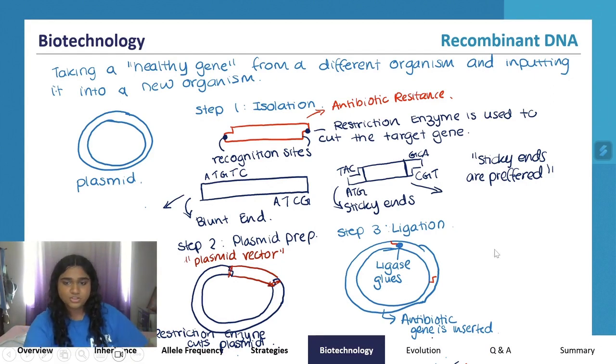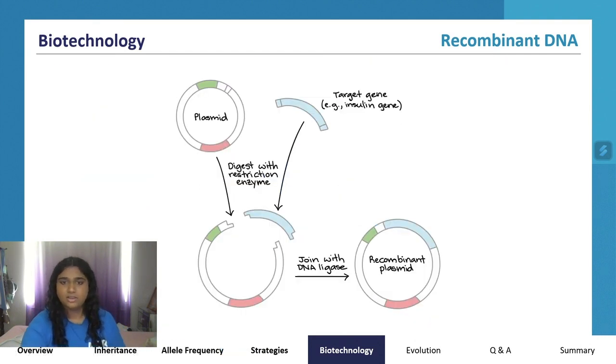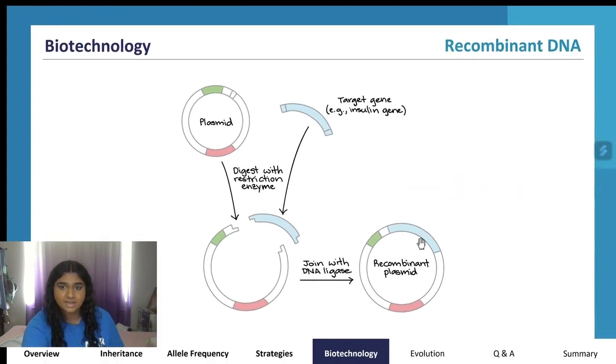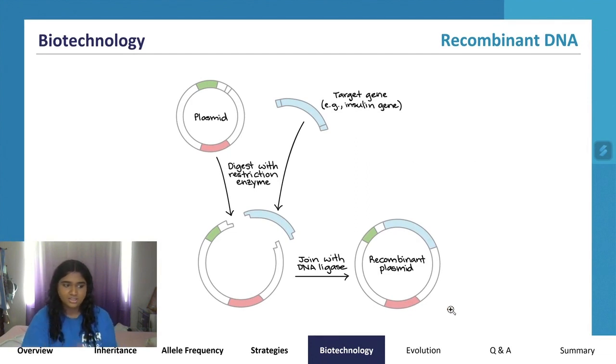So now that the plasmid vector has fully been prepared, we need to test whether the target gene has been successfully inserted or not. Just as a little recap, the target gene is cut from the host DNA or the foreign DNA. The same restriction enzyme is used to cut the plasmid vector, and it's combined with the plasmid. Once the DNA ligase comes in and everything's glued together, it turns into a recombinant plasmid with a foreign piece of DNA inserted into it.